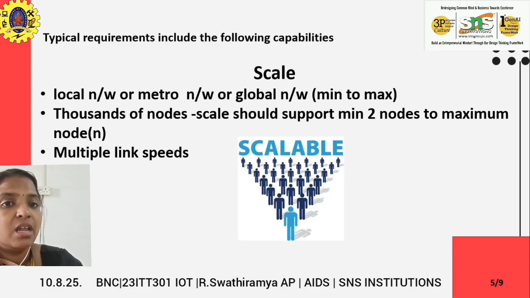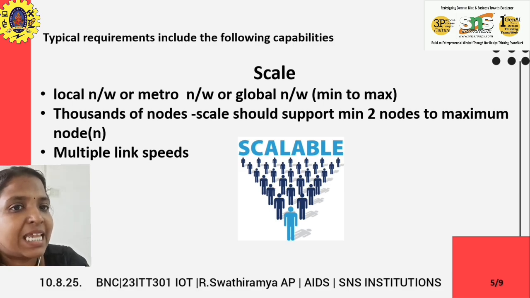Think that you are connecting devices in an IoT system. The number of devices also counts here. You should be able to connect a minimum of two devices and a maximum of n devices. It should have the same level of performance when you connect two devices, and the same level of performance when you connect 1 trillion or 1 billion devices too. The performance should not be affected when the number of devices is increased. This is called scalability. It should support two nodes, and also the maximum number of nodes. So this is the second requirement, that is scalability.